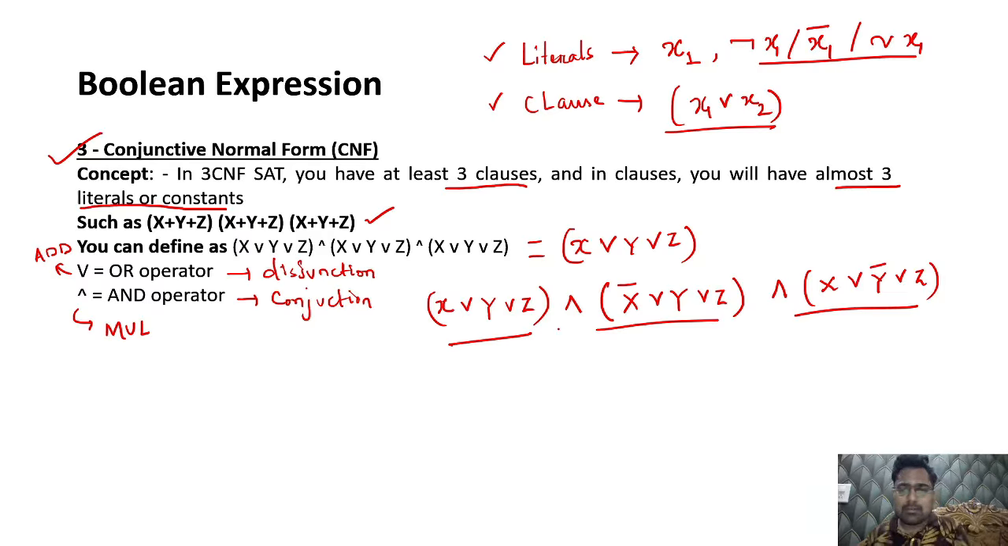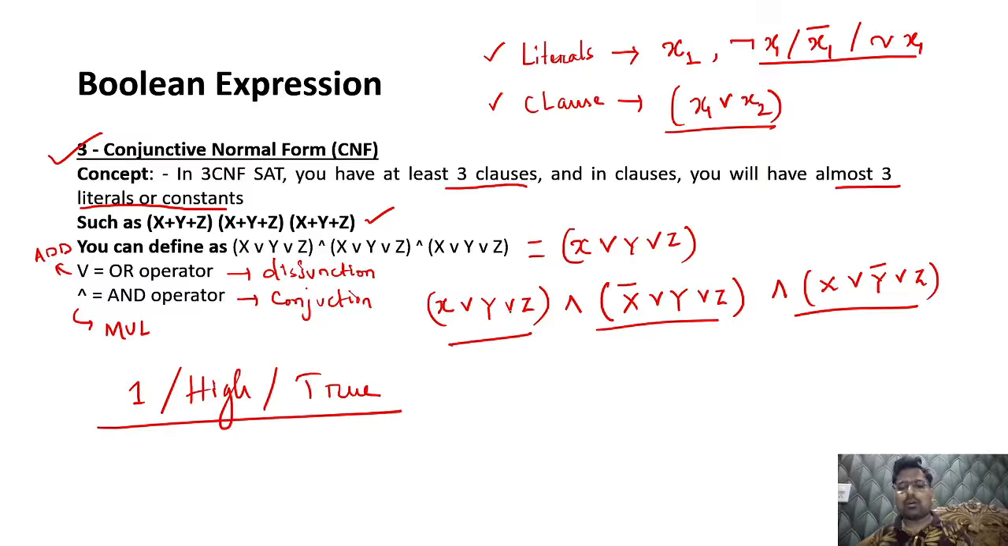But for the satisfiability case, satisfiability means the ultimate value whichever you are getting. If you substitute this and you get the output as 1, which we also say as high, because 0 is considered as low, and true also sometimes we say. If the output is 1, true or high, definitely we say it is satisfiable.